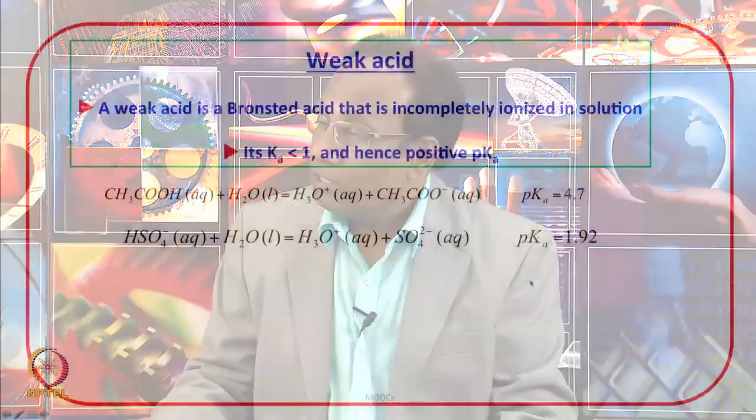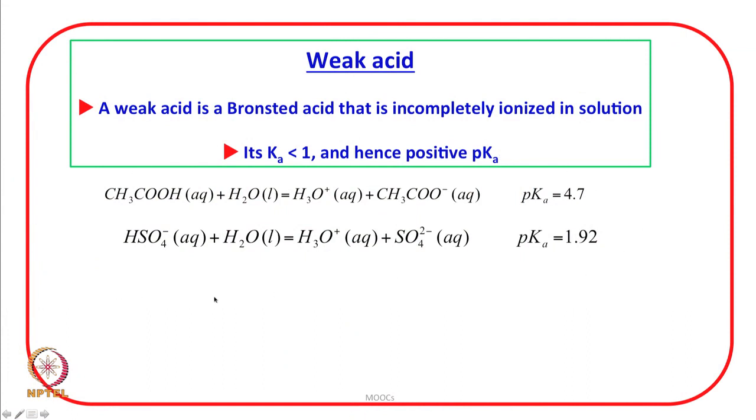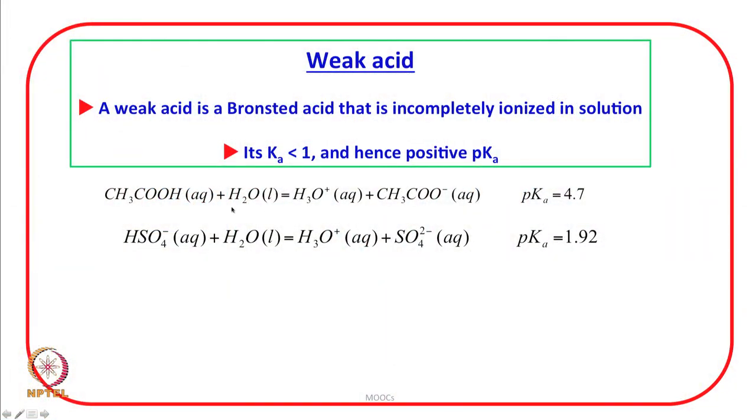So, therefore, going back to this slide, the pKa value of the second reaction, that is HSO4 minus plus water forming H3O plus and sulfate, is lower. That means HSO4 minus is a stronger weak acid compared to the weak acid CH3COOH. Why am I saying these are weak acids? Because these are not completely ionized in solution. And if the ionization is not complete, then Ka is less than 1 and pKa values will be positive.